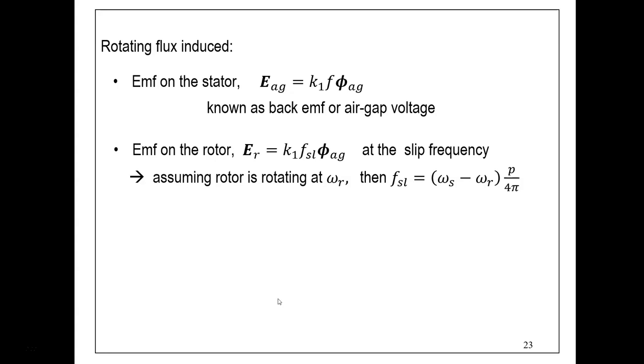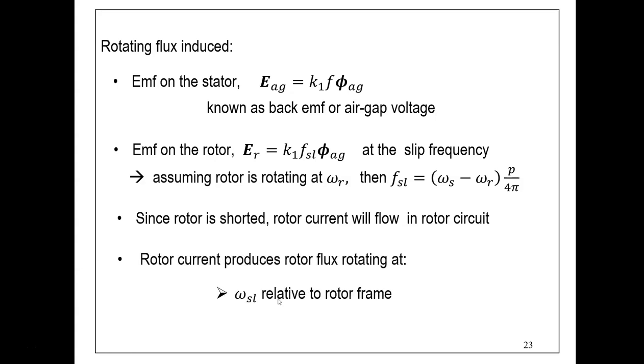If the rotor is shorted, which is true for squirrel cage type of rotor, or if it is a wound type rotor, then if we shorted the end connections of the windings, then rotor current will start to flow, and this rotor current will produce rotating flux, which is caused by the rotor current itself, and it is called the rotor flux. The rotor flux will rotate at a slip frequency relative to the rotor frame, which is rotating. Therefore, relative to the stationary frame, this rotating rotor flux will be at a synchronous frequency, which is at the slip speed plus the rotor speed.